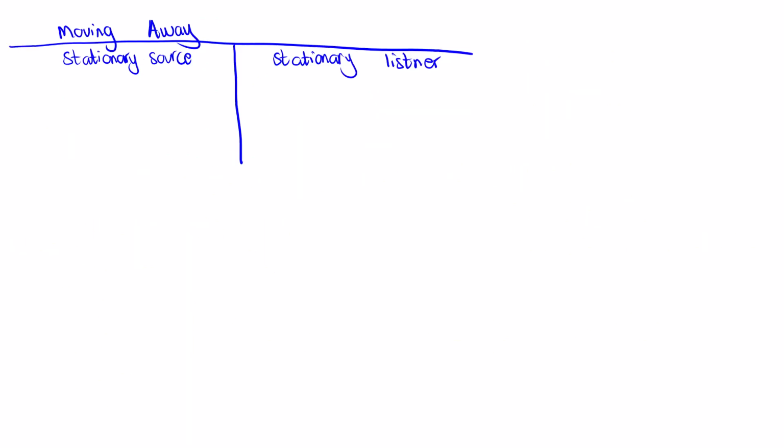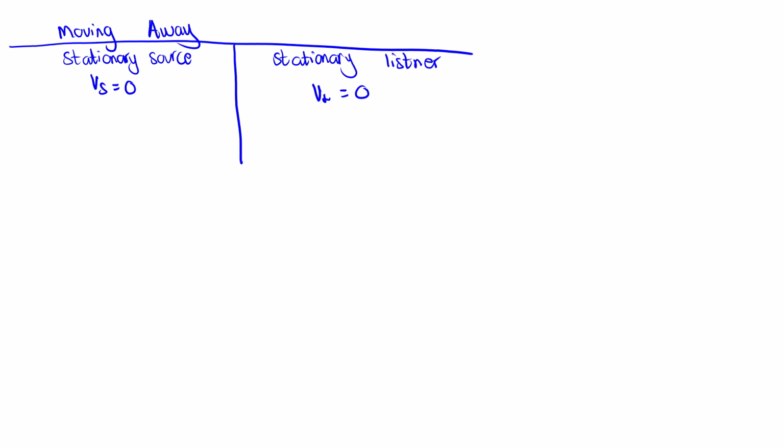So this scenario is when either the source of sound is moving away from the listener, or the listener is moving away from the source of sound, right? So two things can happen. The source of sound can be stationary while the listener is moving away, meaning that the velocity of the source of sound, because it's stationary, is going to be zero, right? Or the listener can be stationary while the source of sound is moving away from the listener, meaning that the velocity of the listener is going to be zero, right?